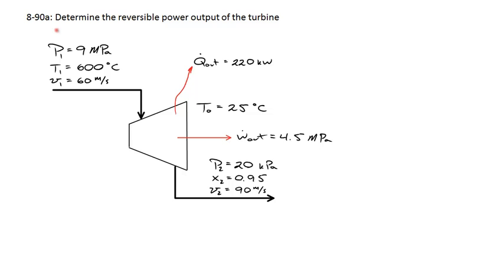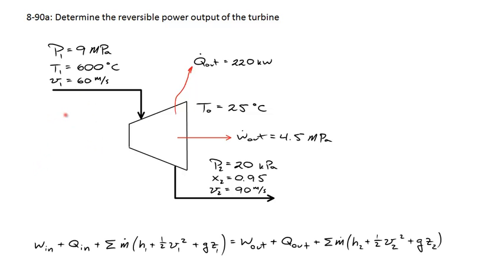So the first part, part A for problem 890, is to determine the reversible power output of this turbine. You know the pressure, temperature, and velocity of the inlet. You know the pressure, the quality, and the velocity at the outlet of the turbine. You know the work that it actually produces is 4.5 megapascal. And you know 220 kilowatts of heat are being lost to the surroundings.